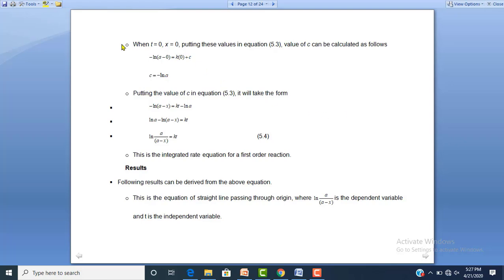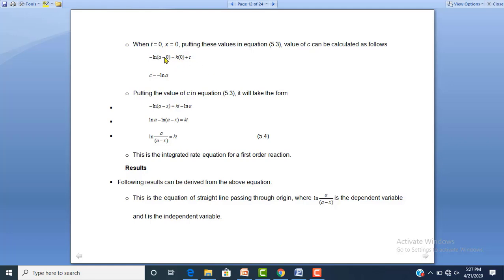When time was 0 second, then the value of x was equal to 0. If we put these values in equation 5.3, then the value of c will be calculated: negative natural log a minus x, with x equal to 0, because x was equal to 0. So the x has been replaced with 0. t was equal to 0 plus c.